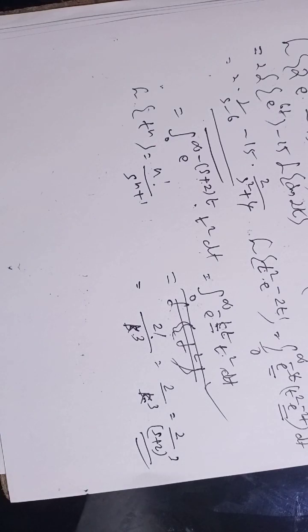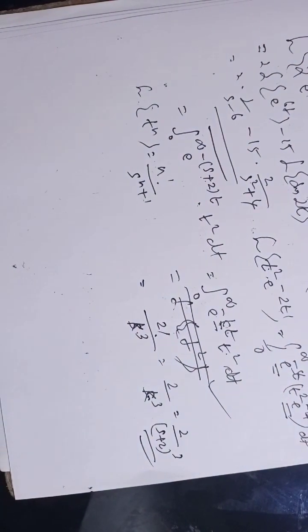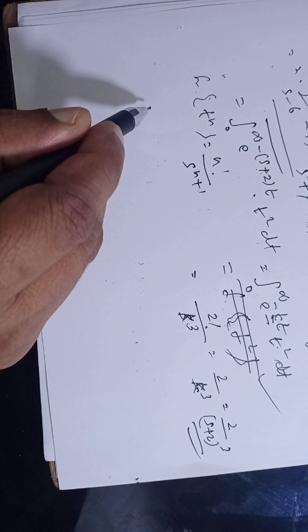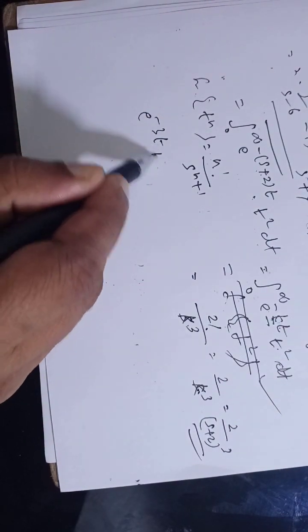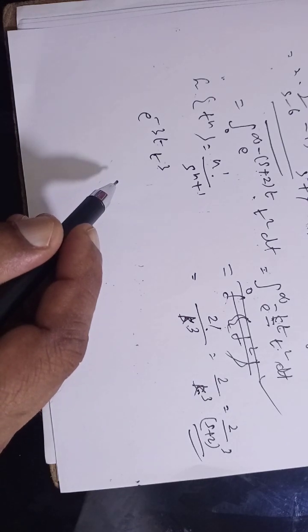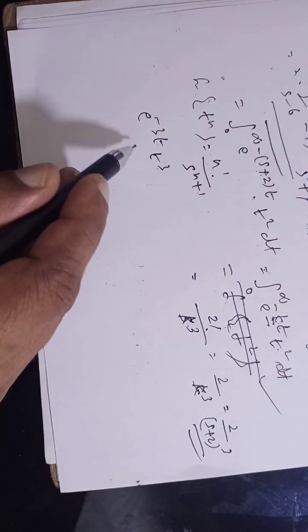You can see another problem, that is, find the Laplace transform of e raised to minus 3t into t cube. Laplace transform of e raised to minus 3t into t cube. Find the Laplace transform of e raised to minus 3t into t cube.